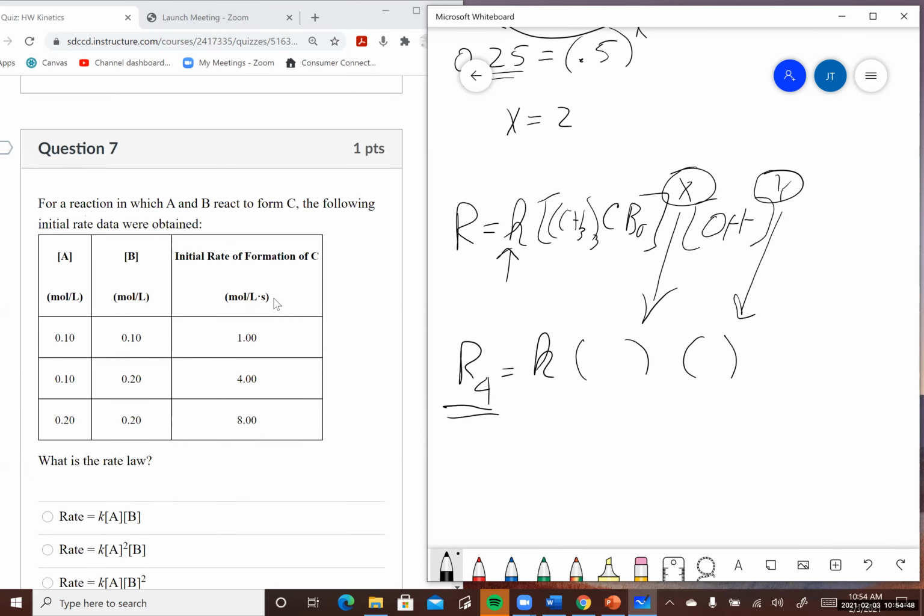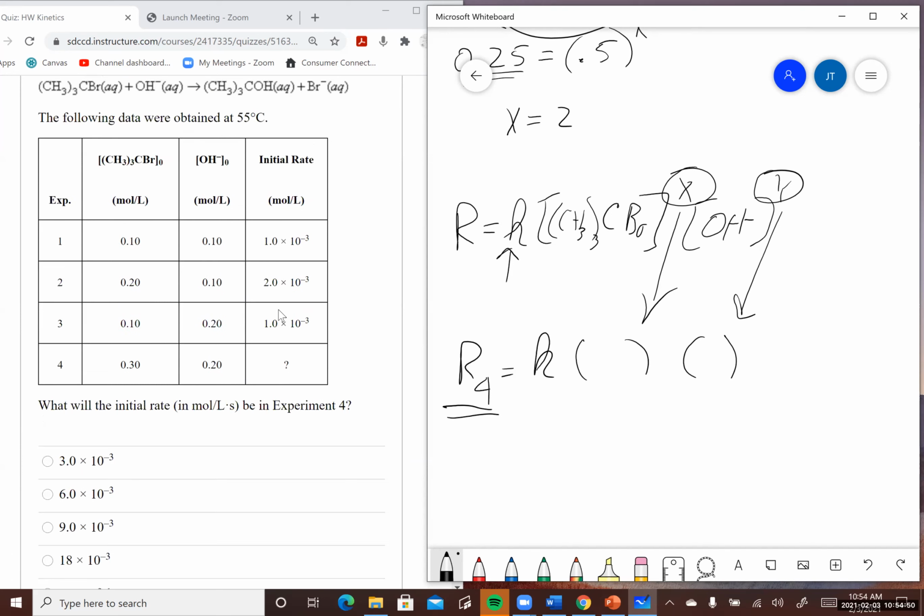For that one, is OH to the zeroth order? Is that how it would look if something was to the zeroth order? Because the initial rate doesn't change, even though OH does, from experiment 1 to 3. Yes, I see what you're saying now.